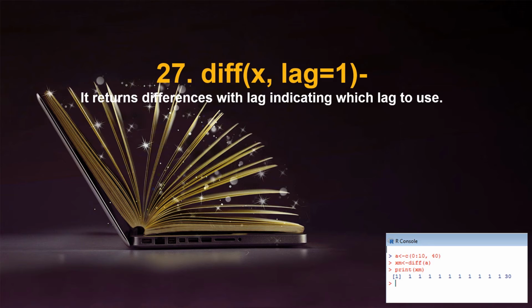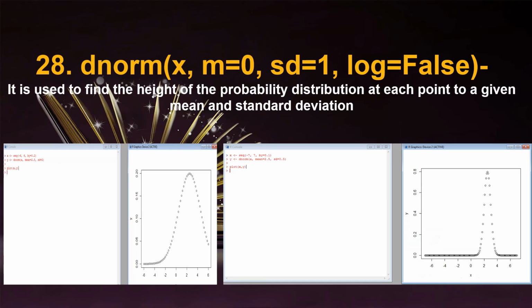The next function is diff function. It returns the difference with the lag indicating which lag to use. Here we are passing a range of 0 to 10 and 40 and just printing diff of A. So the returning value is 1, 1 up to 30.